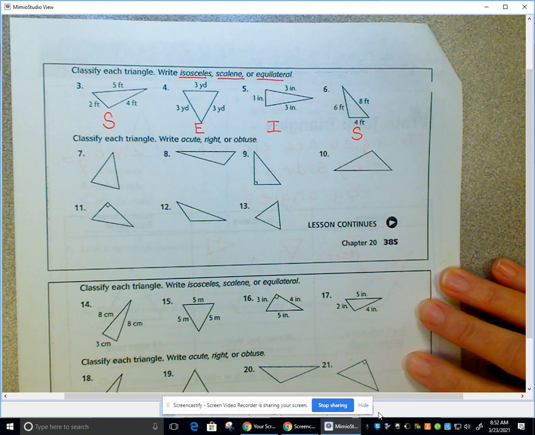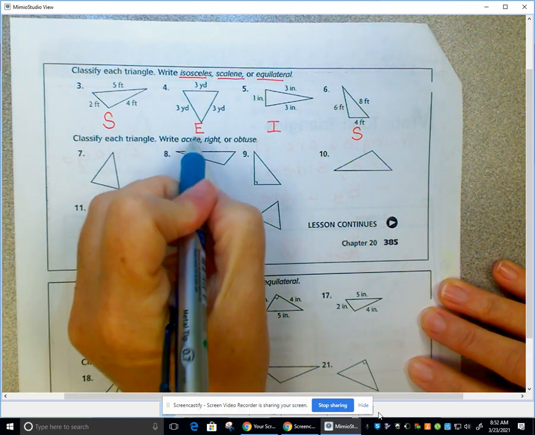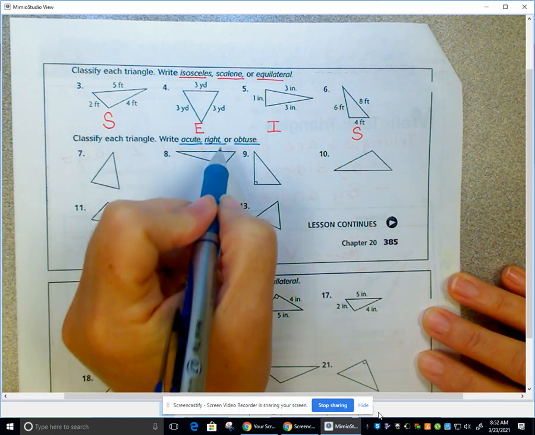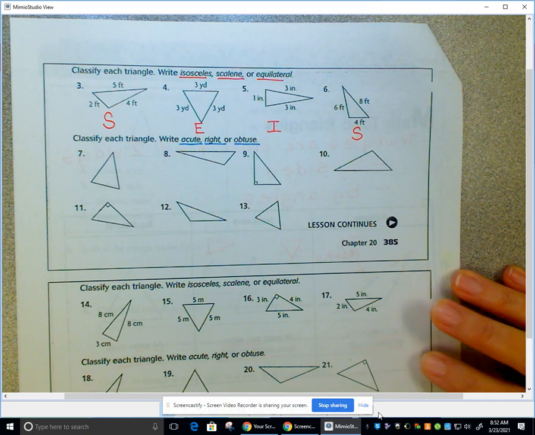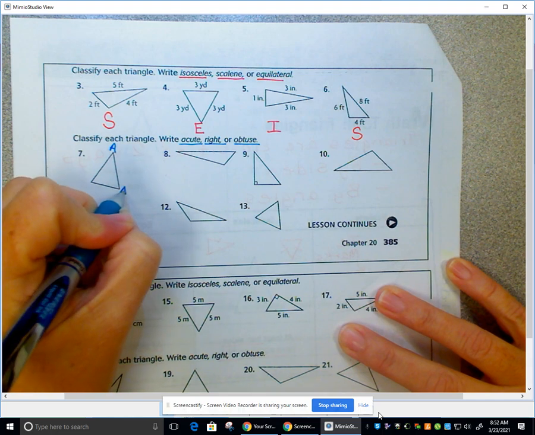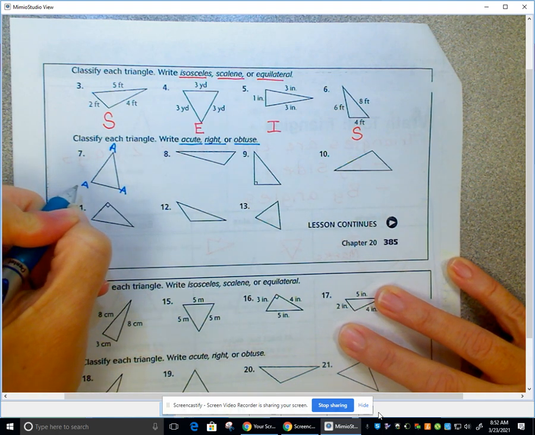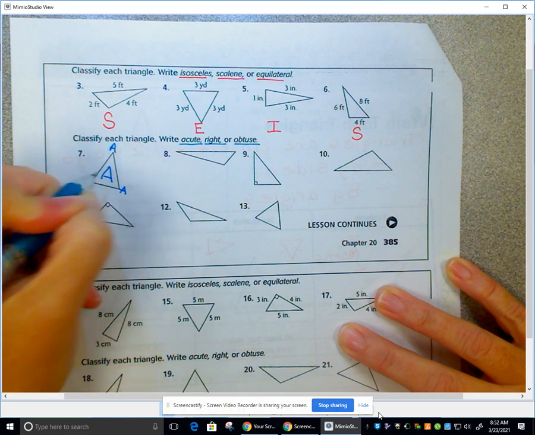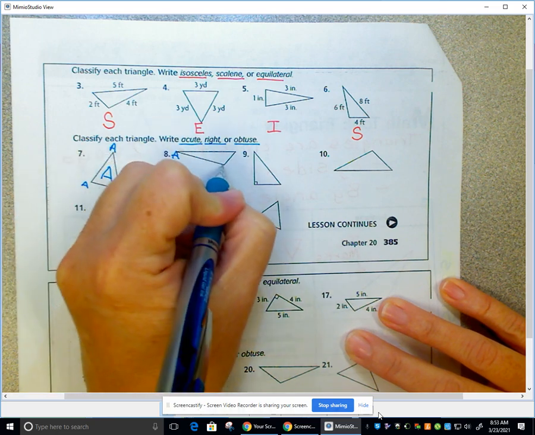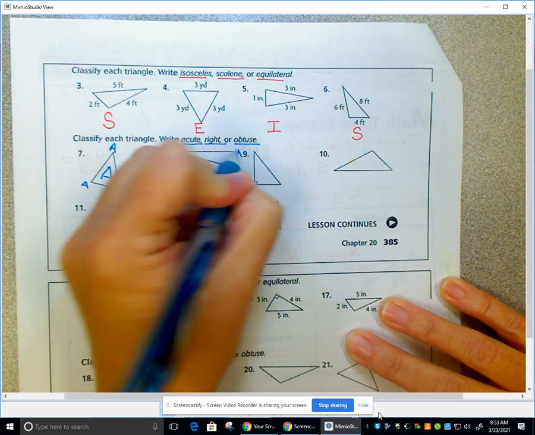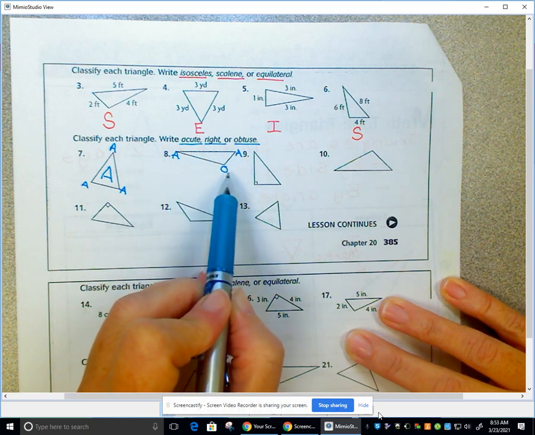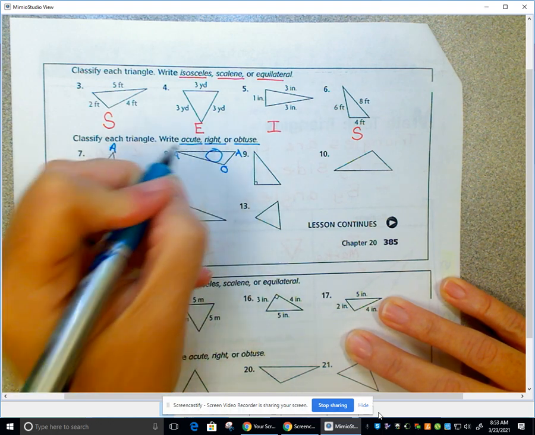Now, I'll use a different color pen this time. Classify each triangle: acute, right, or obtuse. In this case, we're looking at the angles, not the sides. So I'm going to label the angles. Here's acute, acute, and acute. If they're all acute, then that is an acute triangle. Let's label these angles. Acute, this is obtuse, and this is acute. Remember, if there's an angle that's not acute, that's the name of it. So this is an obtuse.